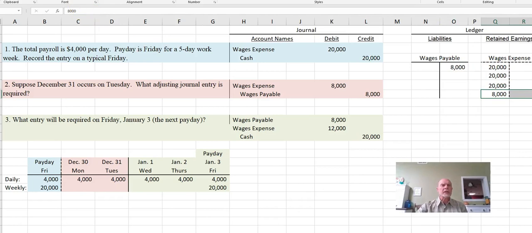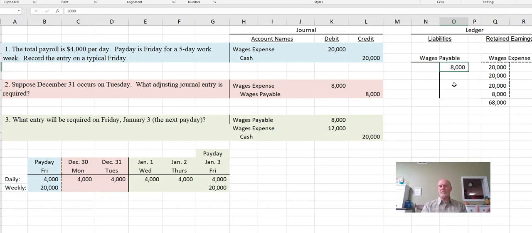So when it comes time to make the financial statements, we would add up, balance the accounts, and the $68,000 of wages expense would go to the income statement, and the $8,000 of wages payable would be reported as a liability on the balance sheet. So now those 2 financial statements are up to date all the way through Tuesday, December 31st.